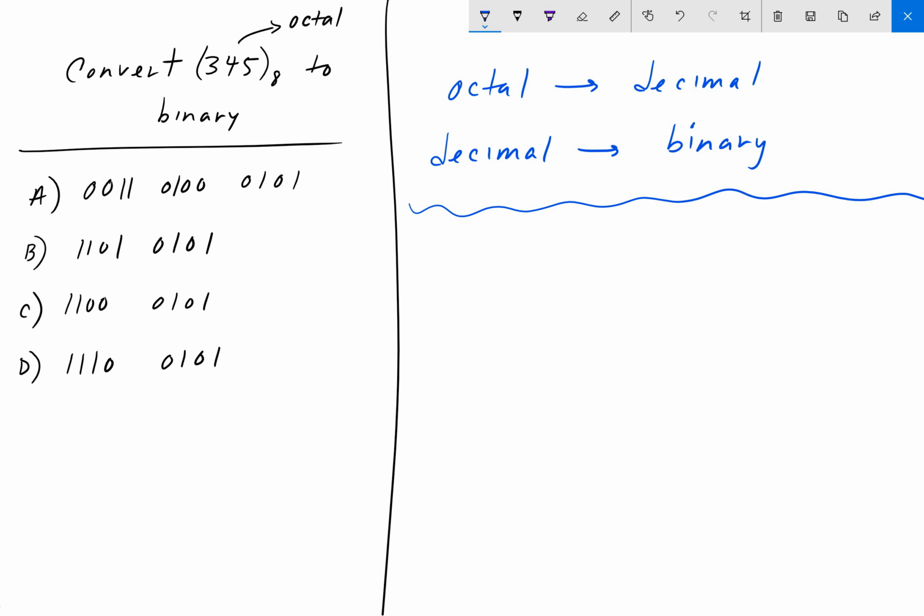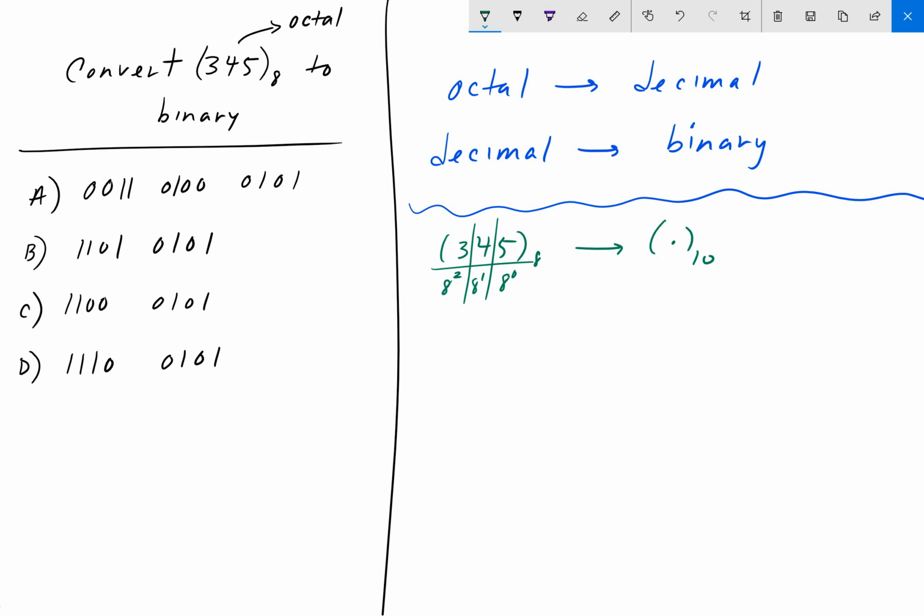So we're given 345. I'm going to change colors here to green. 345 base 8, which is octal, and we want to convert it to something in decimal. The way we did it in the last video, we took the 345 and put the base digits on the bottom here, 8 to the 0, 8 to the 1, and 8 to the 2. And then we just did the product sum of these.